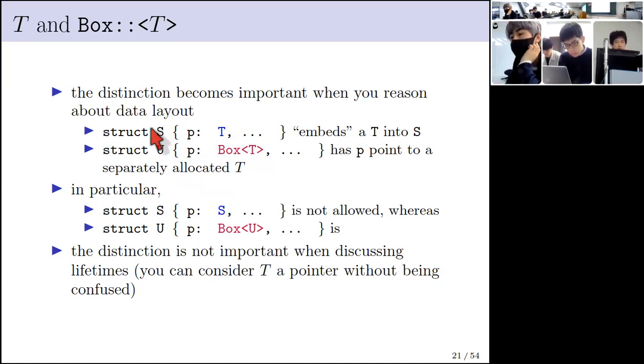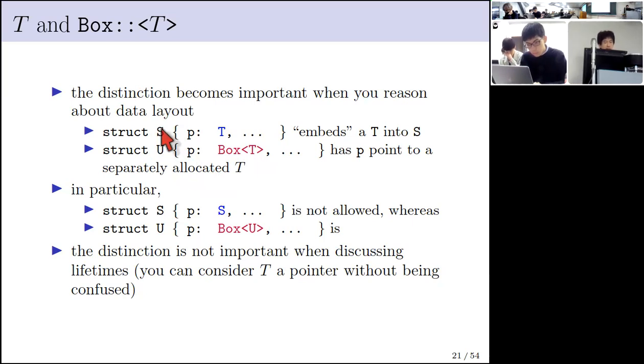In both cases, if the containing structure goes away, then the data pointed to by P will also go away, because this is the only pointer, the owning pointer, pointing to it. So no matter whether it's box or T, from the memory management perspective, these two are not very different. But when you reason about the data layout of the structure, these two make a difference.